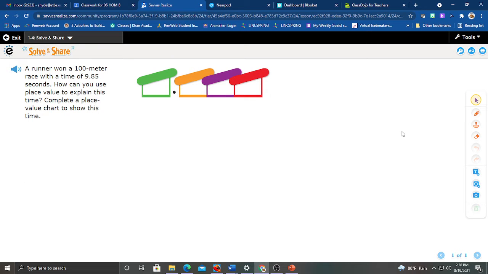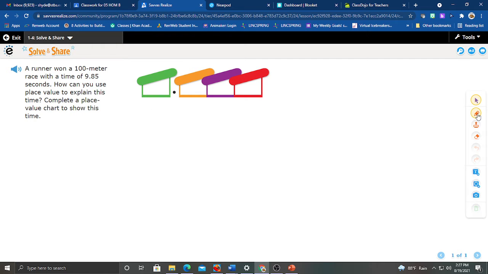And here you'll see on page 17 in your textbook the following exercise. A runner won a 100-meter race with a time of 9.85 seconds. How can you use place value to explain this time? Complete a place value chart to show this time. Okay, so we would place the time in the spaces where it belongs.